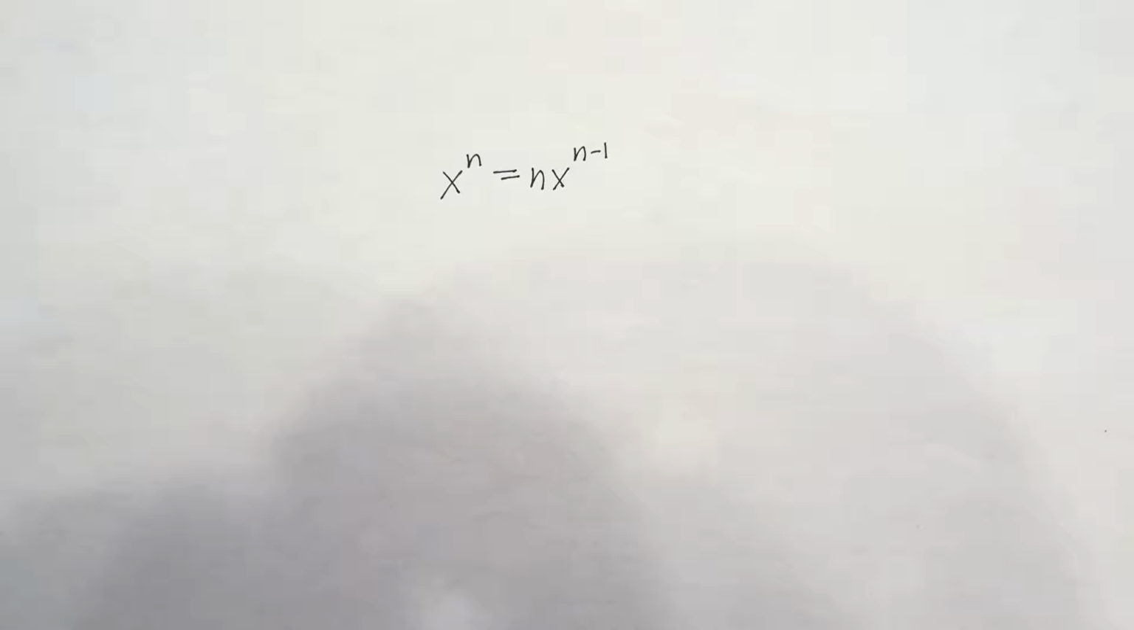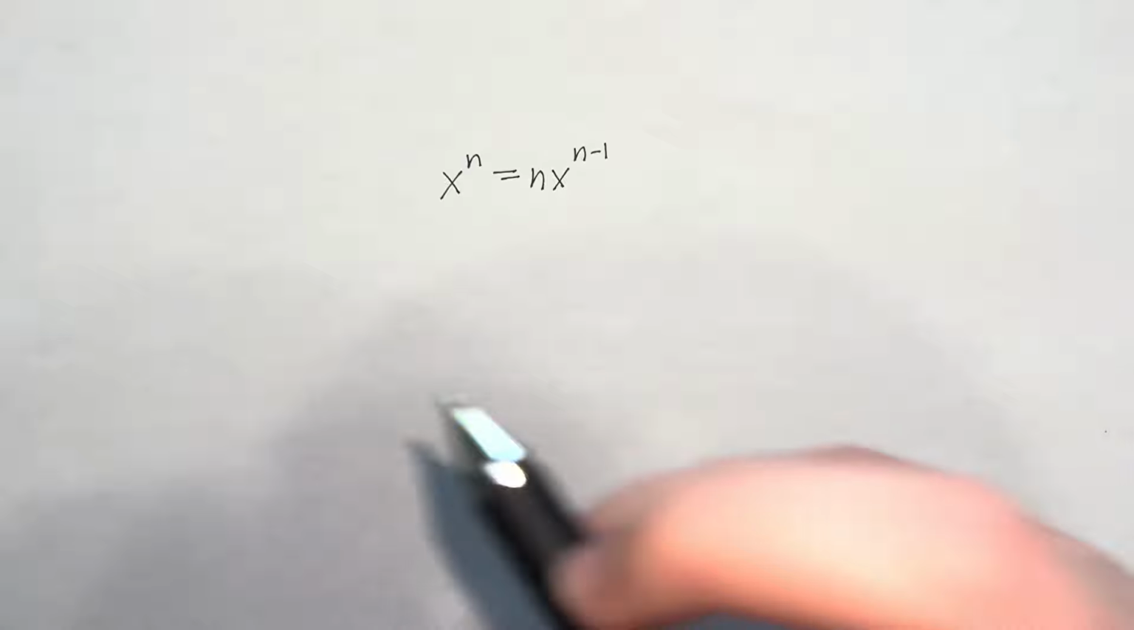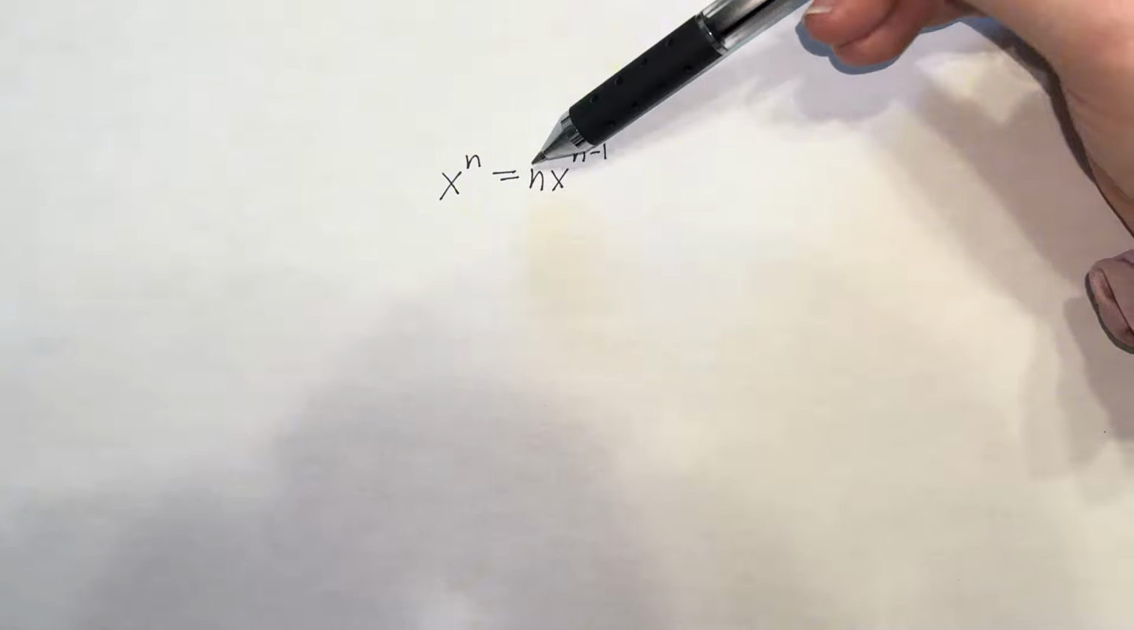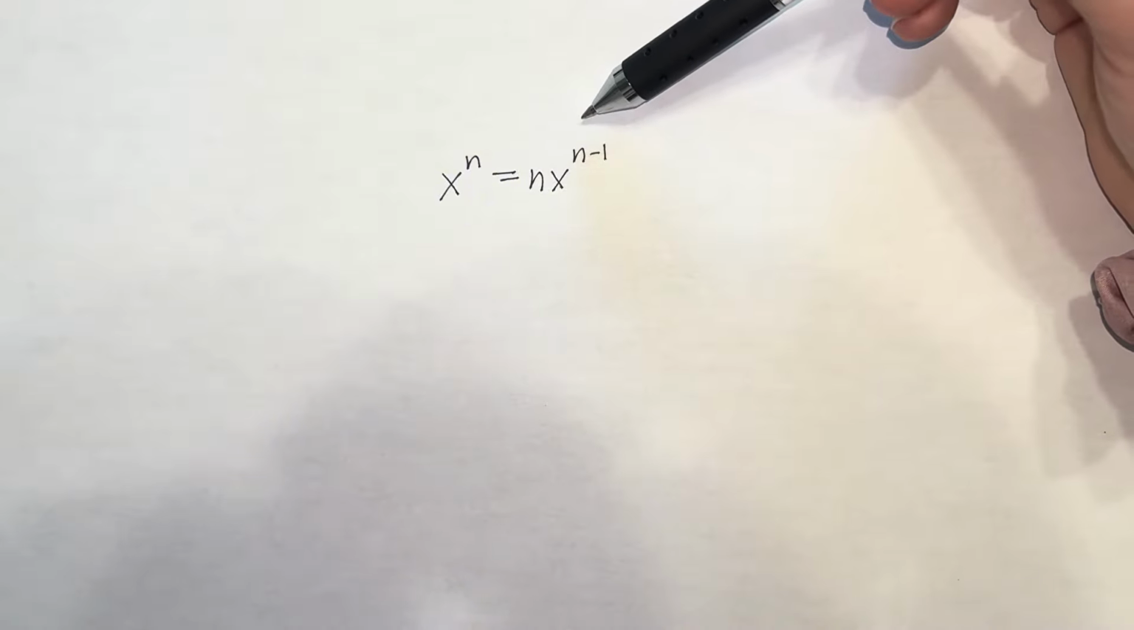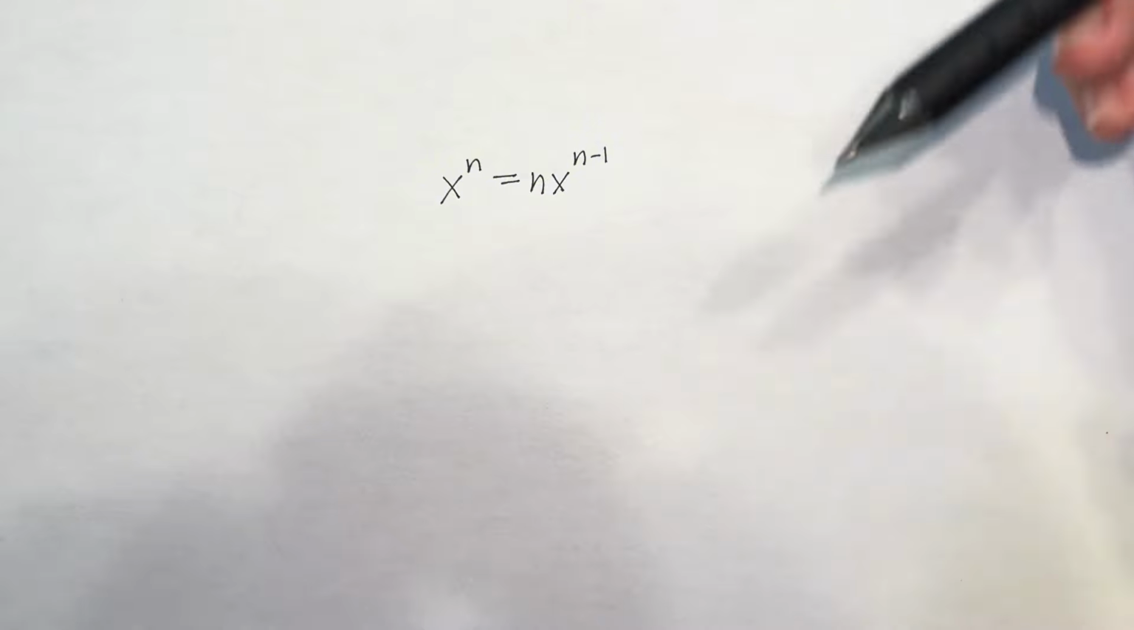Once you learn the power rule, there is no going back in the best way possible. The power rule for solving derivatives is that any x raised to the power of n equals n times x raised to the power of n minus 1.